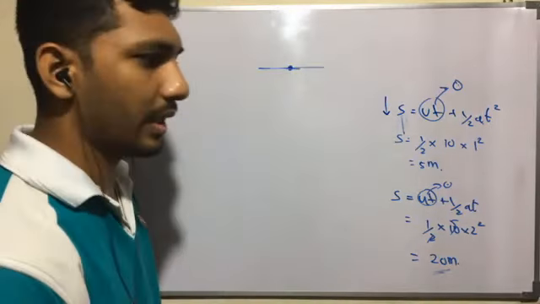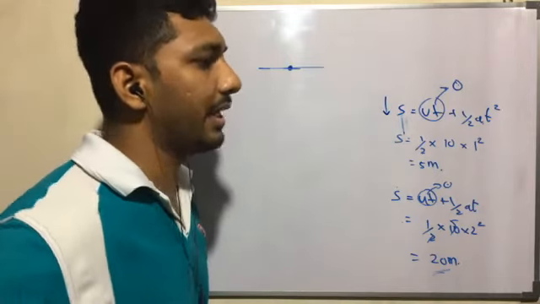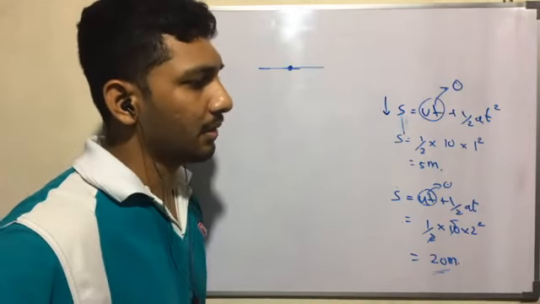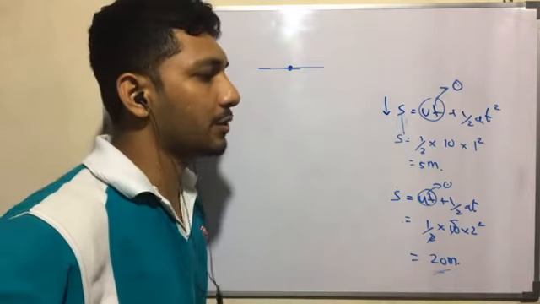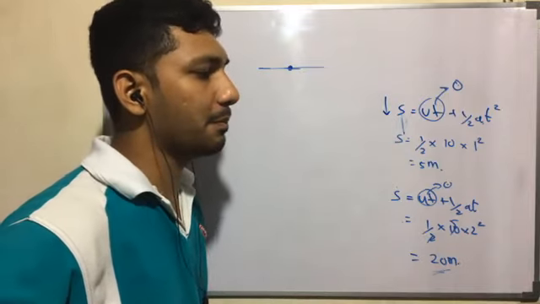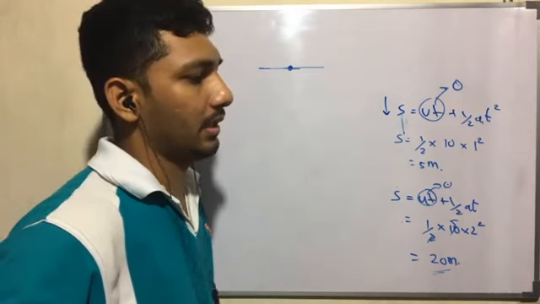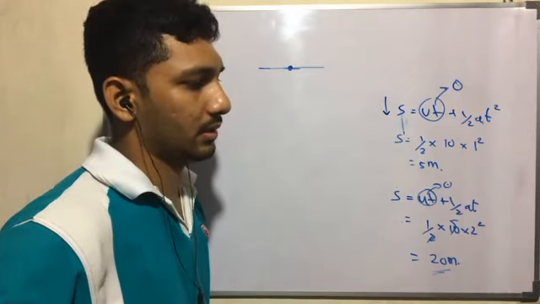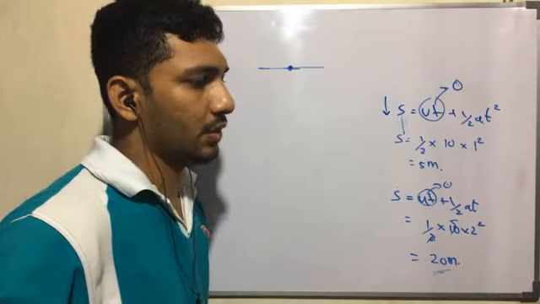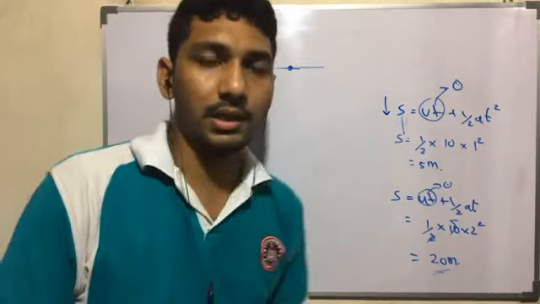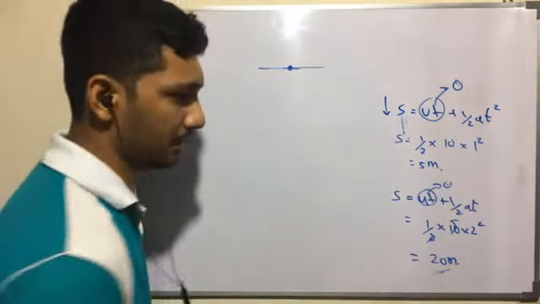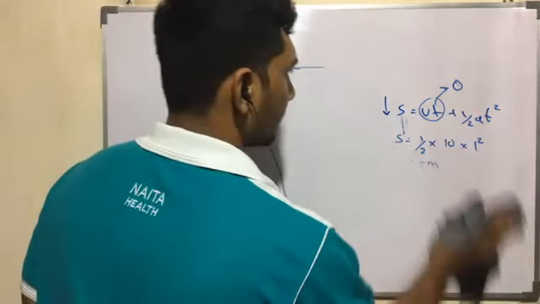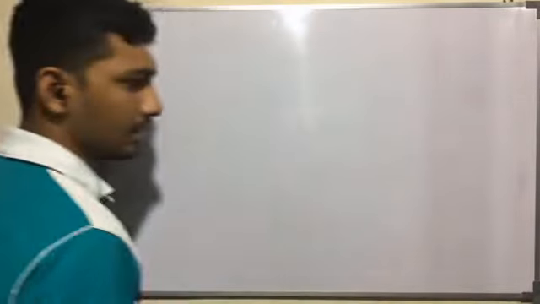Okay, then the 26th one. The variation of velocity with time t of a particle is shown in the figure. The corresponding displacement time graph is best represented by which one? So here you have to convert the velocity time graph into a displacement time graph. Okay, displacement time graph. So I'm going to draw it.